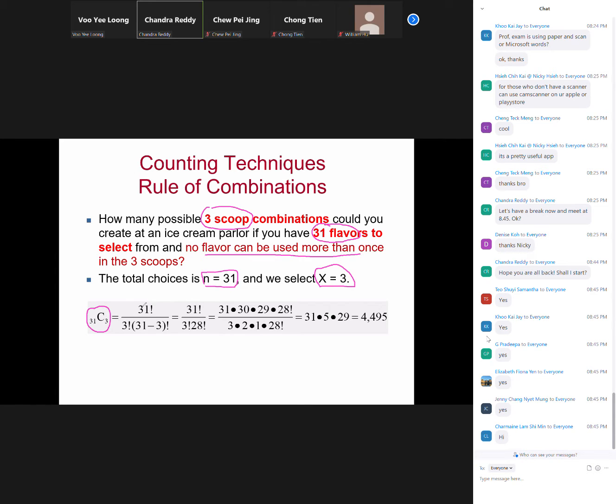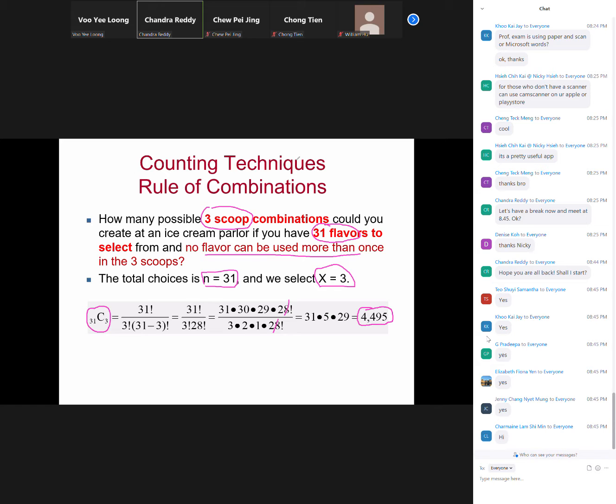We know how to do this calculation. We can write 31 factorial over 3 factorial into 28 factorial. Now we can cancel this 28 factorial. So the final answer is that when you are using 3 scoops from 31 flavors, a total of 4,495 variations are possible. So the sample space is 4495. This is how we can use the counting rules for combinations.